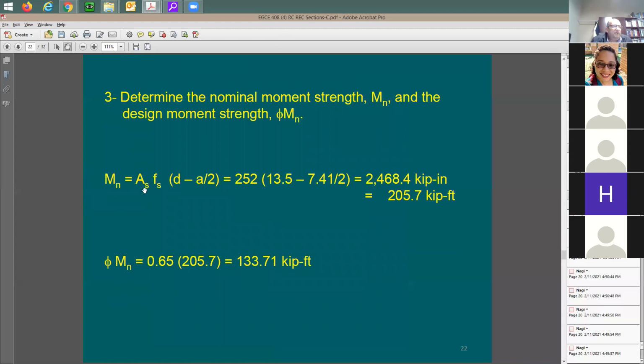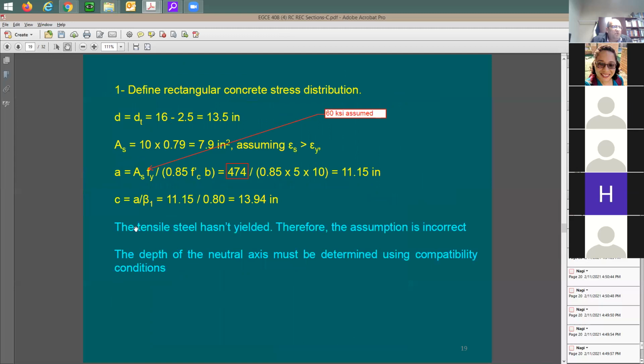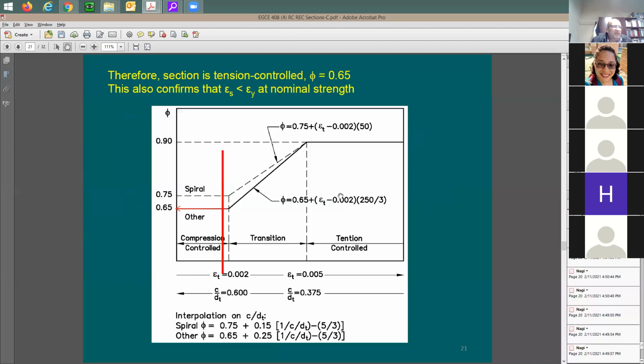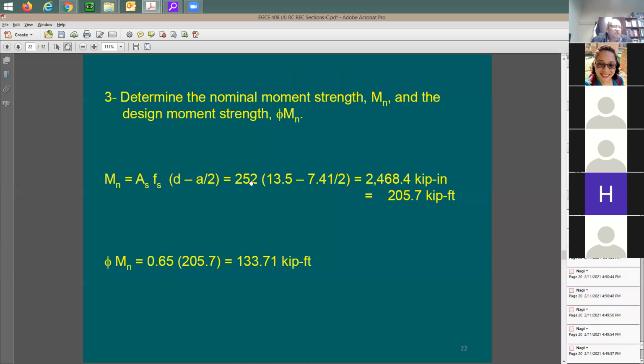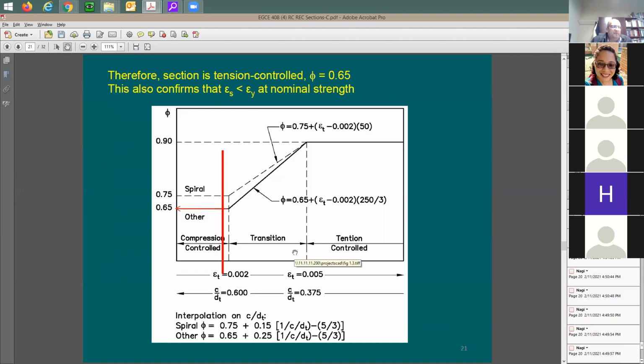M sub n is going to be equal to As multiplied by Fs. Look at the previous couple of slides back. As times Fy, how much was it? 474. Now look what happened. It dropped down to 252. Wow. Why? Because this is now equal to 7.9, which is As times this 32 ksi.